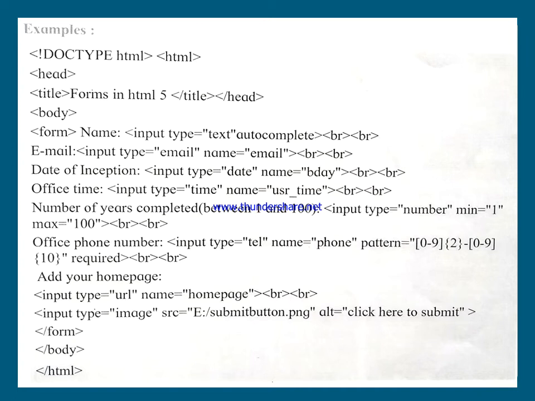Then, add your home page. So what is the meaning of home page? If you want to add any uniform resource locator, that is URL, address of the website. So here the type of that particular value should be URL. So input type equal to URL as mentioned over here, name according to the user's choice.